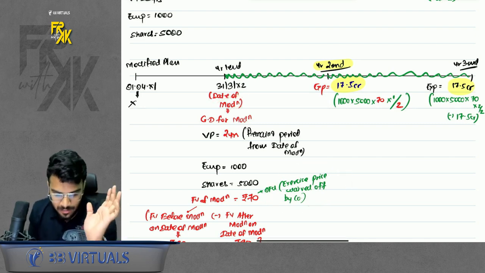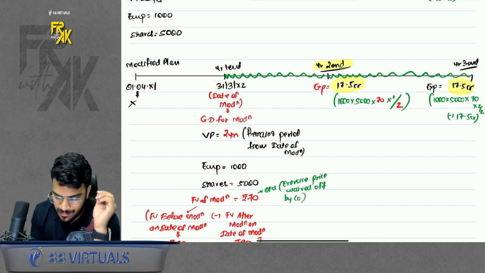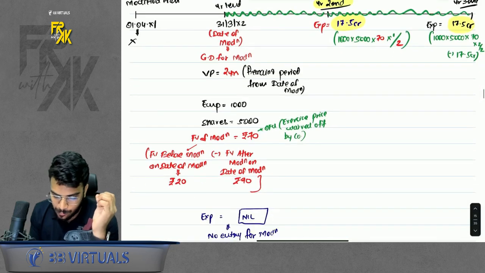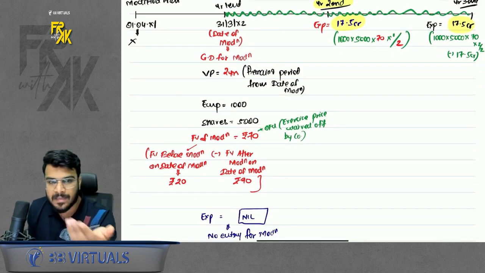That is why we are considering it here. So for this modification, 2 years will become the vesting period. I told you how to calculate the fair value. Now when will you book the expense for modification?